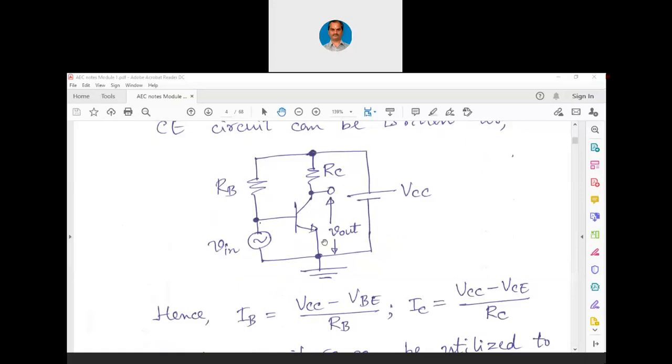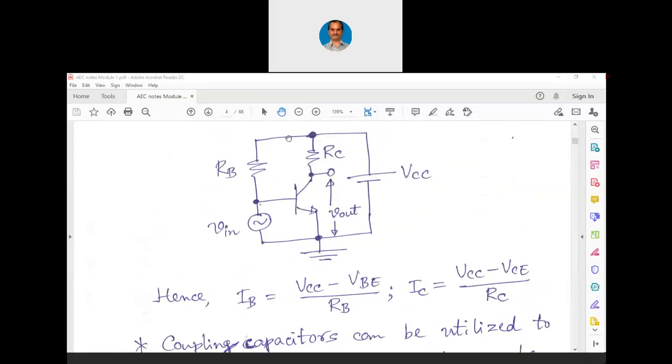So with respect to this circuitry, we can apply KVL to the input. You can apply KVL in this manner: VCC to RB to VBE to ground. We will not have any dual power supplies. We will have only a single power supply from now on. So, complete VCC is across RB and VBE. So naturally, VCC minus VBE divided by RB is the base current. Similarly, collector current is VCC minus VCE divided by RC.